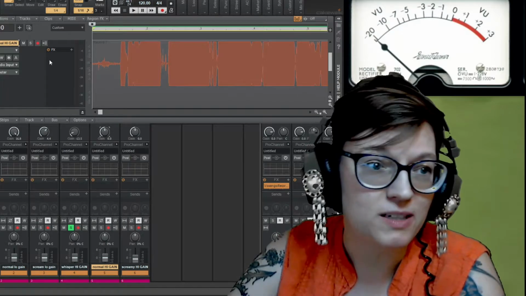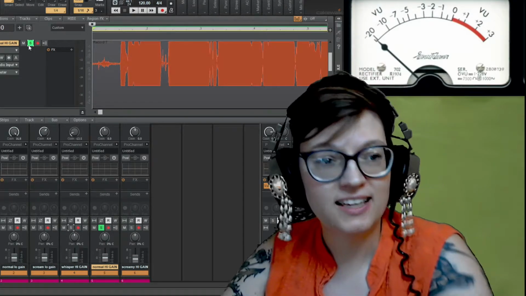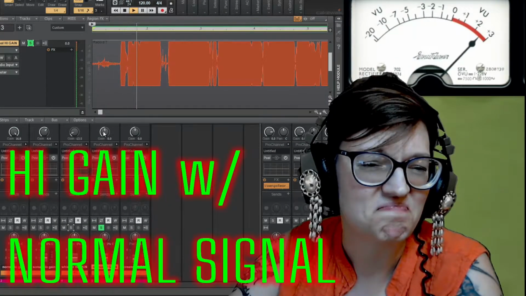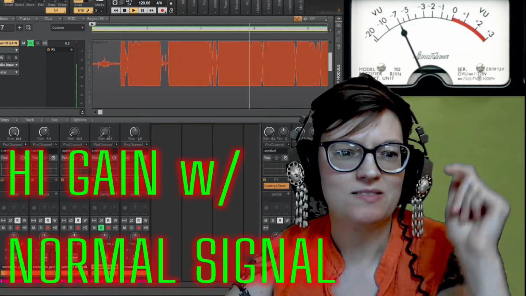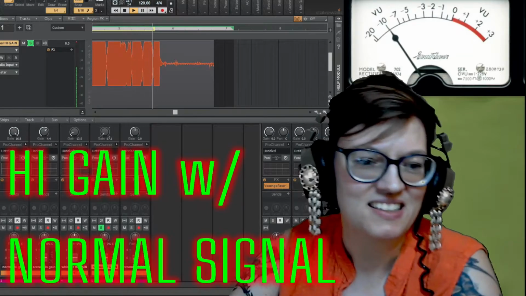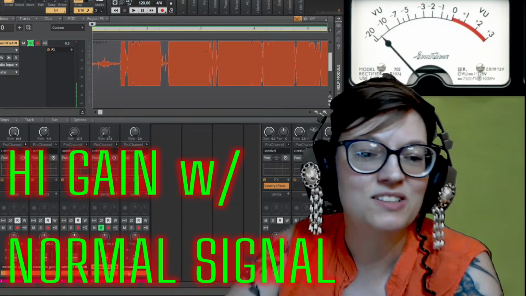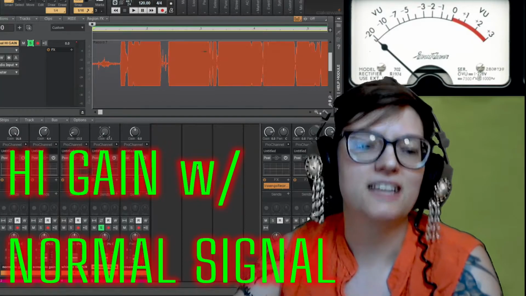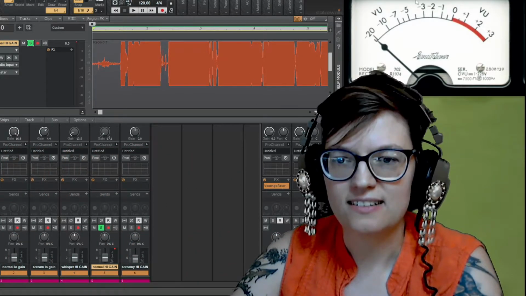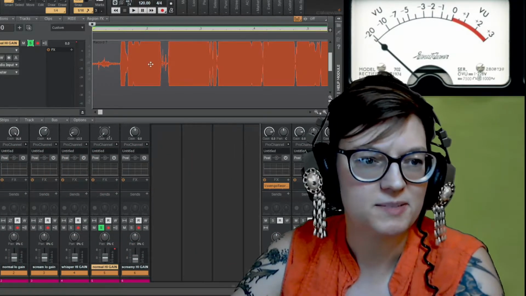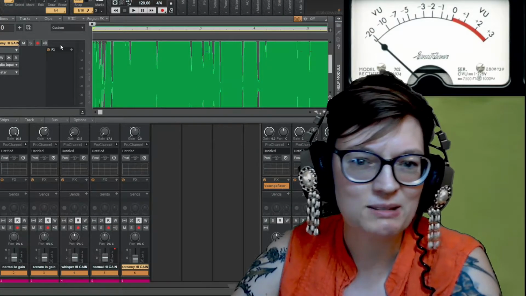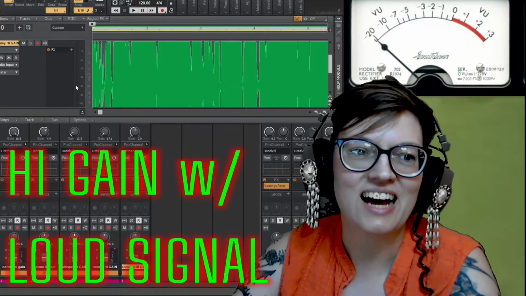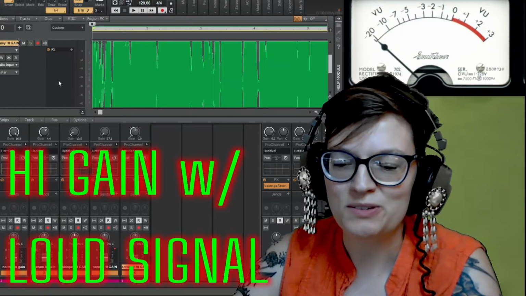This is a normal speaking voice with crazy high gain. This is the gain, it's pretty normal, I'm speaking in a normal tone, and oh my God, it's one big blur. So I had to turn the makeup gain almost all the way down to get it to that -10 decibels.